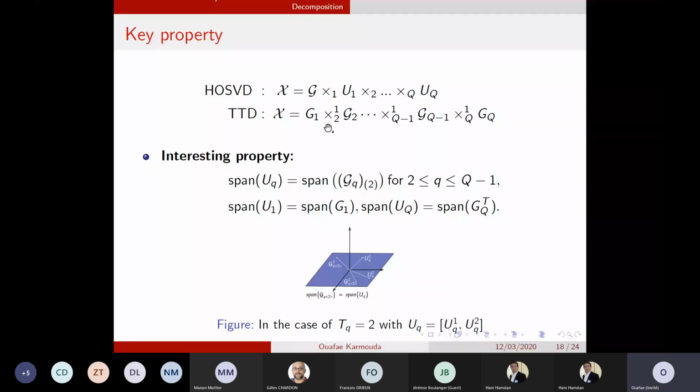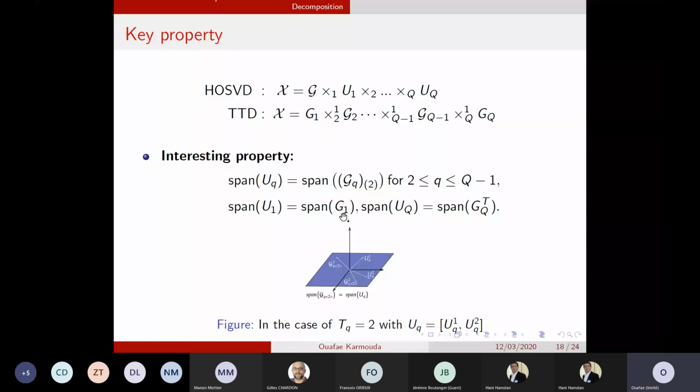And the most interesting property that will allow us to speed up the native method just presented earlier is that, because in the native method, all we need is the subspaces spanned by these factors UQ. And the tensor-train decomposition gives us this interesting property, since we have that for q between 2 and Q minus 1, the factors UQ and the second unfolding of these core tensors GQ span the same subspaces.